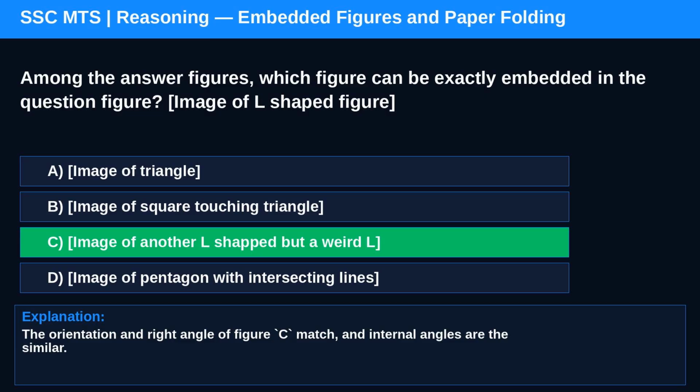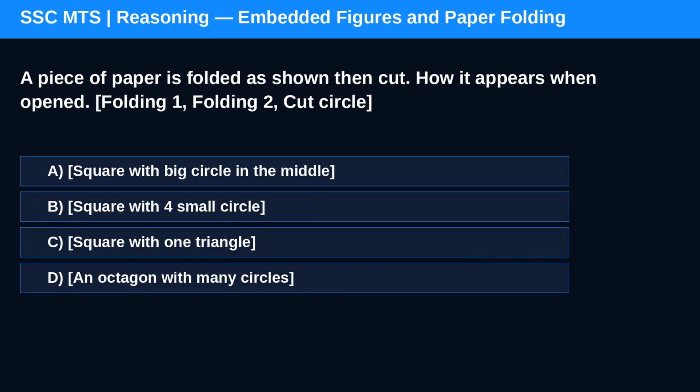Correct answer is C. The orientation and right angle of figure C match, and internal angles are similar. Question 12. A piece of paper is folded as shown then cut. How it appears when opened. Folding 1, folding 2, cut circle. Option A, square with big circle in the middle. Option B, square with 4 small circles.